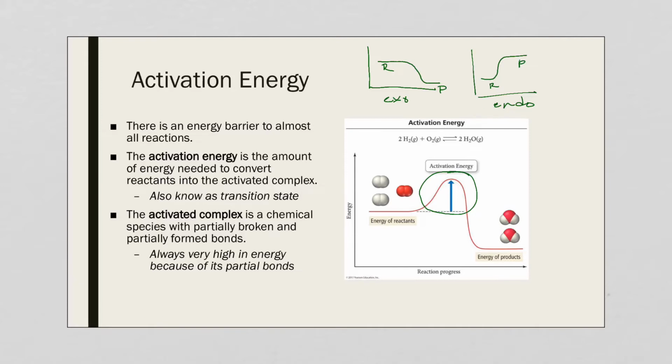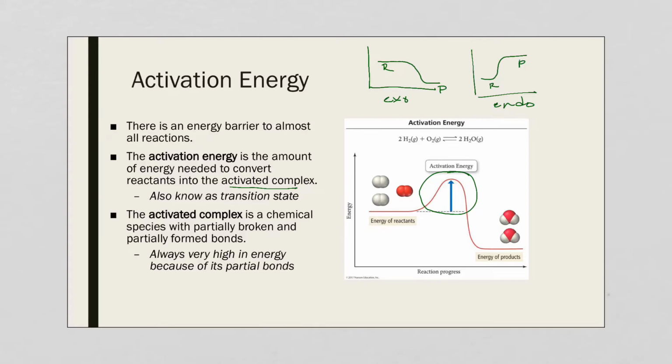Now, the species that forms at the top of this barrier is called the transition state, or sometimes the activated complex, right? It is some chemical species that is partway between the reactants and the products. So it is some sort of species where we've started to break the bonds in the reactants and make the new bonds that are going to form in our products.